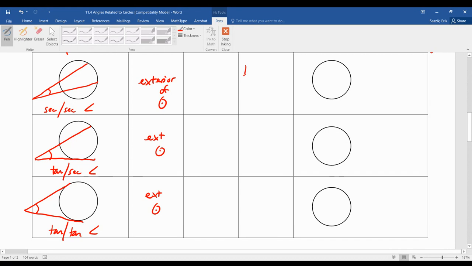All three of these angles, though, are going to be half the difference of the intercepted arcs. So if I'm talking about this angle, the arcs would be this one here and this one here. So you would subtract those two arcs and divide by 2 to get this. Same thing here. Subtract this one minus this one, divide by 2. Subtract this one and this one, divide by 2. Okay?